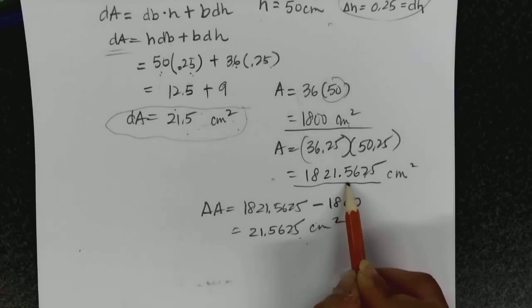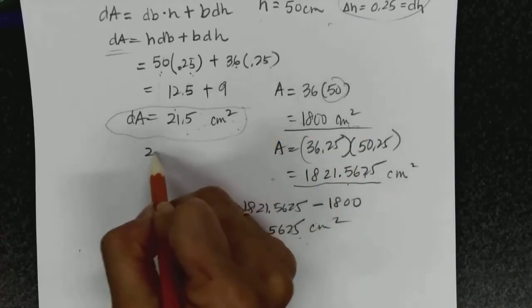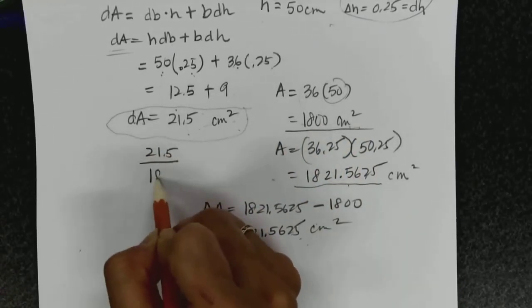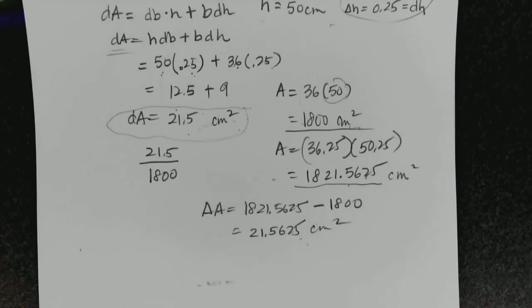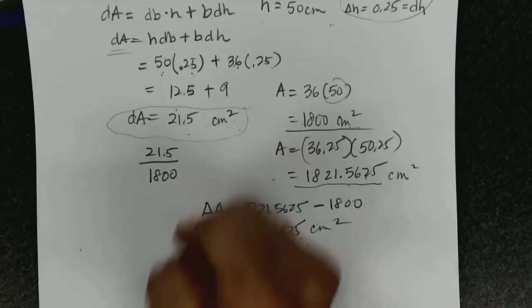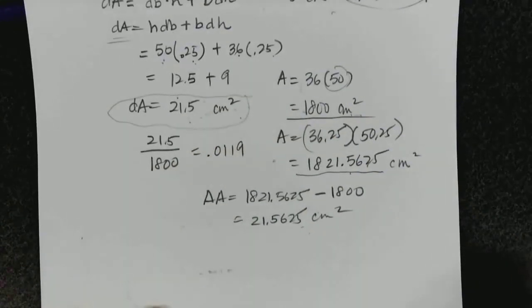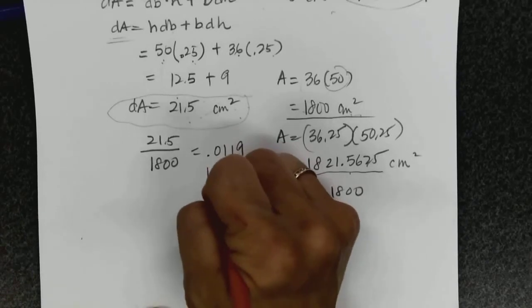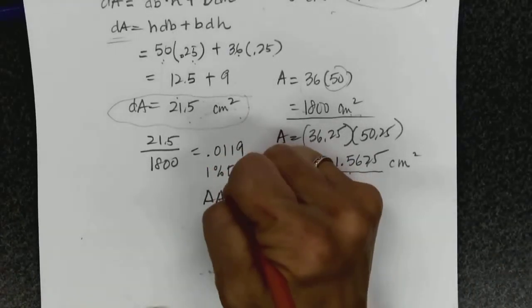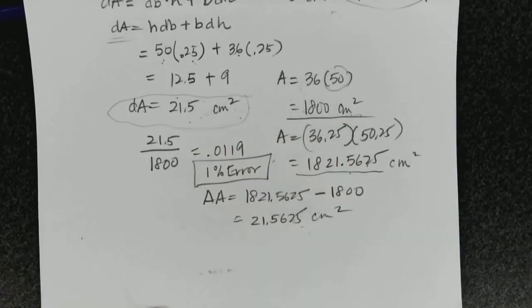Comparing the area of the triangle. Or let's do that. So it would be 21.5 divided by 1,800. The error would be 0.0119. So the percent of error will be about 1% error. Okay?